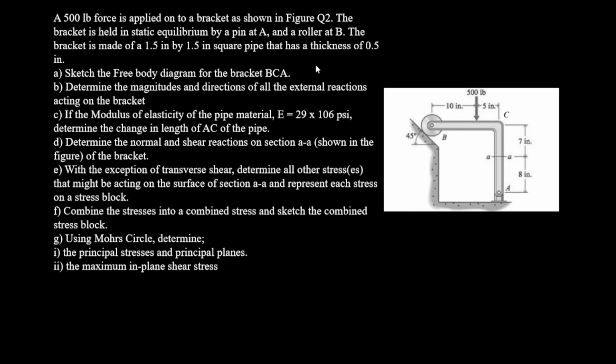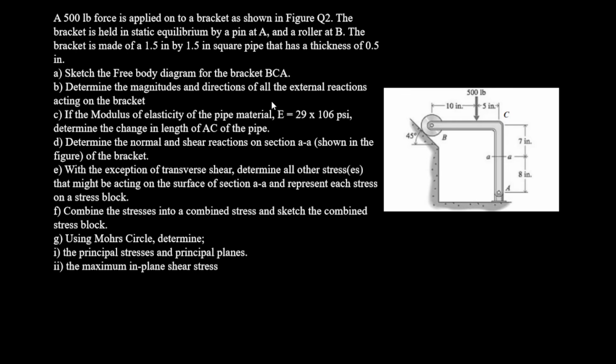The bracket is made of a 1.5 inch by 1.5 inch square and has a thickness of 0.5 inches. A. First, sketch the free body diagram of the bracket BCA. B. Determine the magnitude and direction of all external reactions acting on the bracket. C. If the modulus of elasticity of the pipe material is equal to 29 times 10 to the power 6, determine the change in length. D. Determine the normal and shear reaction on section AA shown in the figure of the bracket.